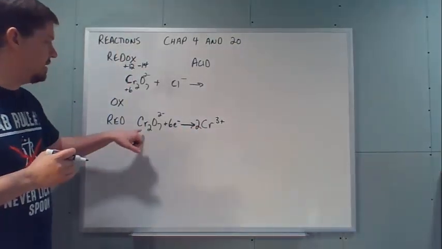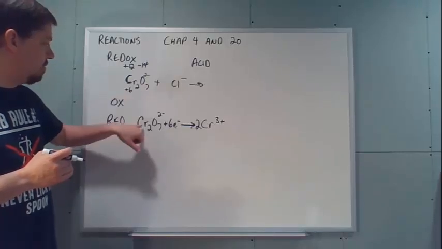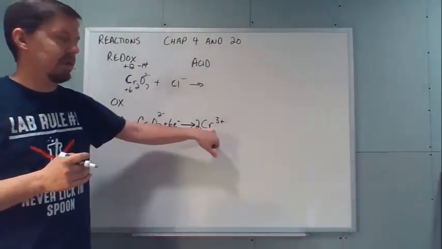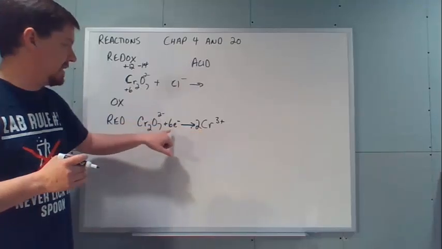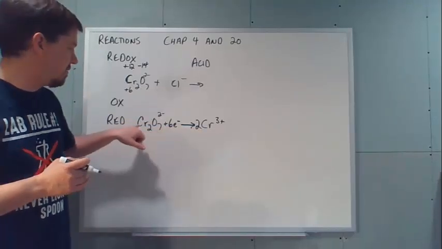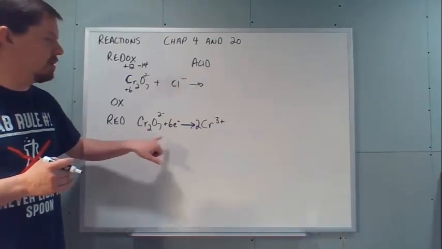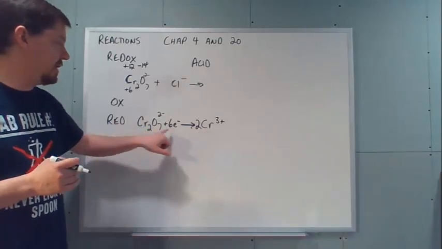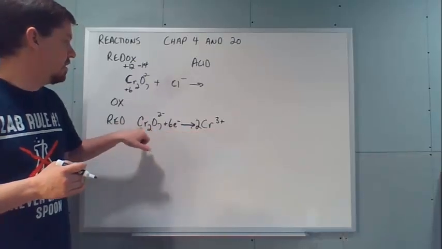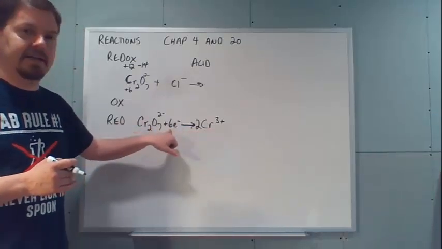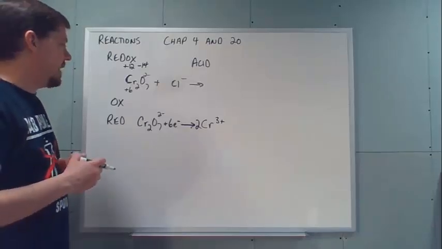Okay, I'll say that again. The chromium is a +6 here, going to a +3. So each chromium has to gain 3 electrons to get from +6 to +3. But since there are 2 chromiums in here, I have to do that process twice. So since each one's gaining 3, doing it twice means I have to gain 6. All right, so now I have that.